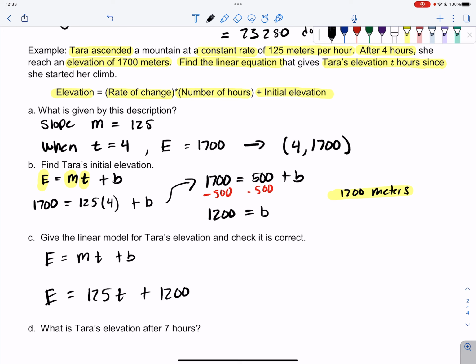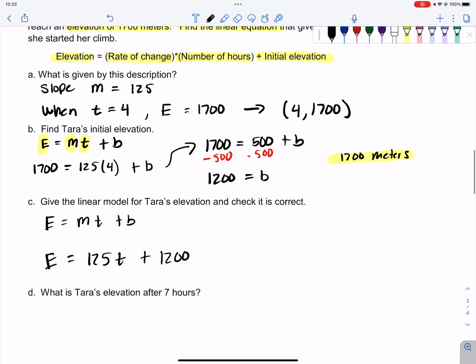And now the nice thing that we can do with these problems is we can double check to make sure that this is correct and working properly. We can do that by taking that point that we were given and putting that back in for t and E.